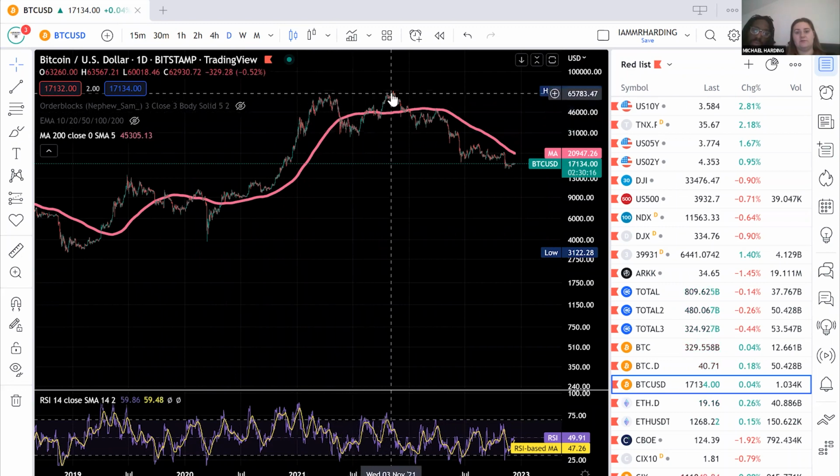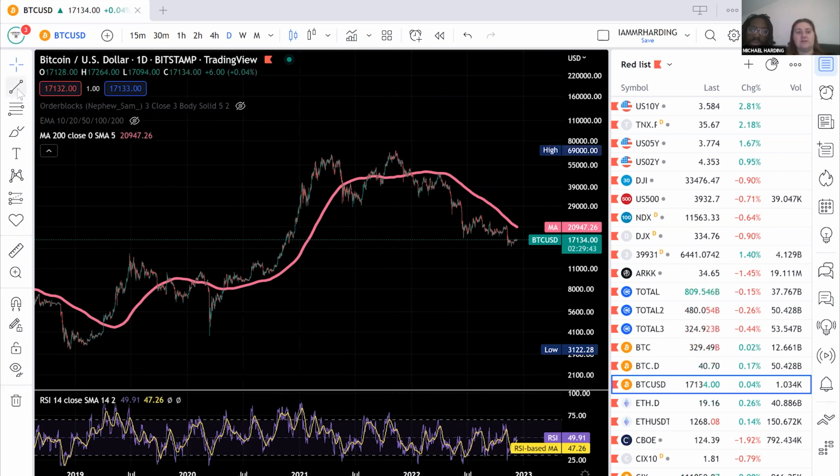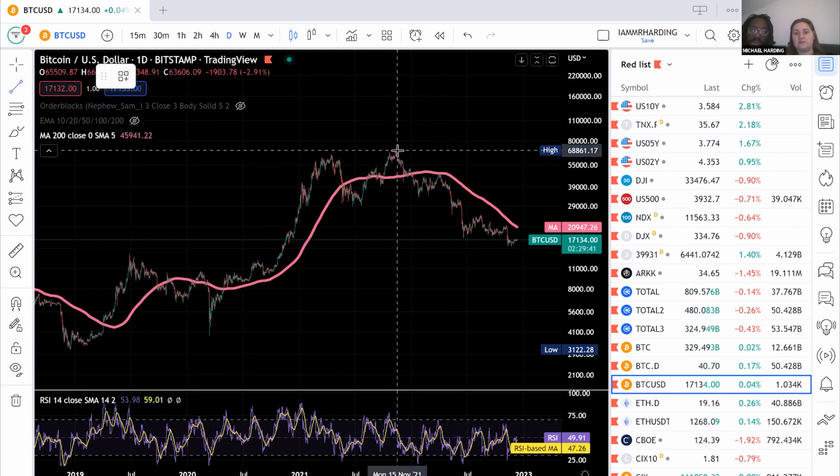So this was the market peak in 2021. And since then, we have been in a downtrend with Bitcoin since November 2021, so over a year now. So 13 months in a downtrend. Let's draw this trend line.